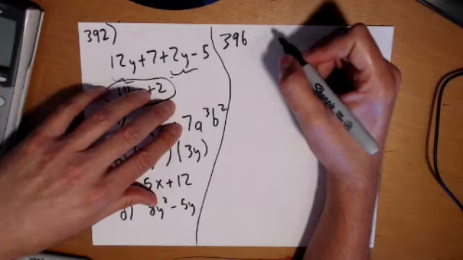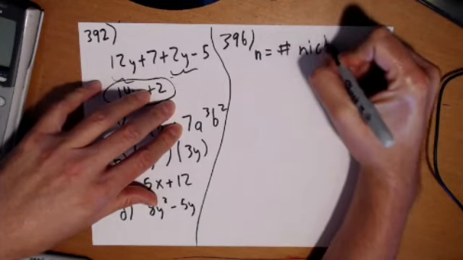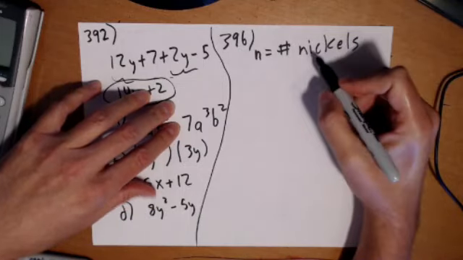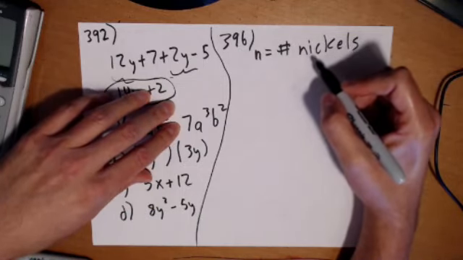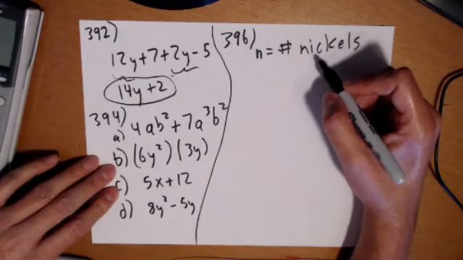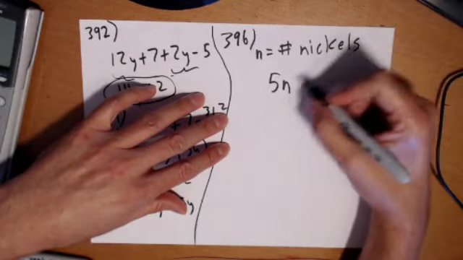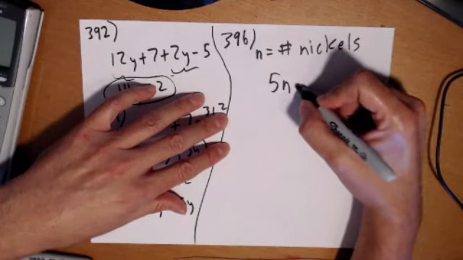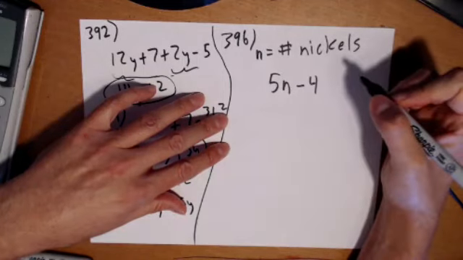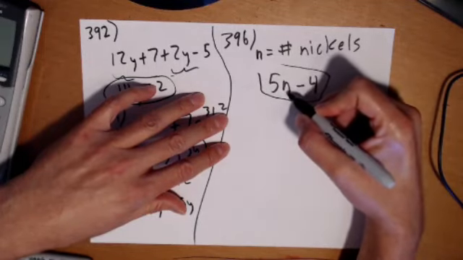Okay, there's nickels and pennies. N, number of nickels. The number of pennies is 4 less than 5 times the number of nickels. Okay, 4 less. So it's kind of like what we're doing here. So 4 less, but 5 times. Here's 5 times the number of nickels, 5n. 4 less than that. Ta-da! 4 less than 5 times the number of nickels.